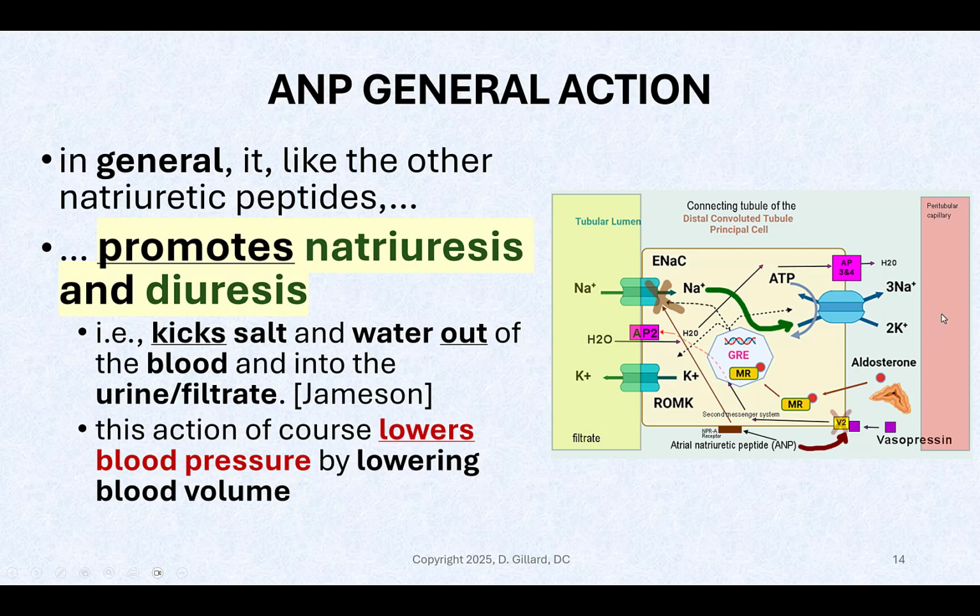And because the glomerulus kind of sucks out water anyway, we start to get a decrease in pressure. So that's one way that it works. I know I'm way off on my slides, but we'll go through it again.